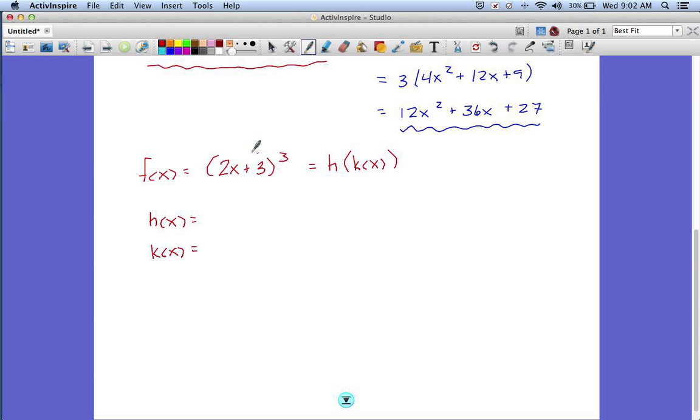Well, the inner function is 2x plus 3, so that's got to be my k of x. And my outer function is a cubic. So if you think about this, if I compose these two, put 2x plus 3 inside of h of x, I get 2x plus 3 cubed. So I've written it as a composition of functions where I have an inner function and an outer function.